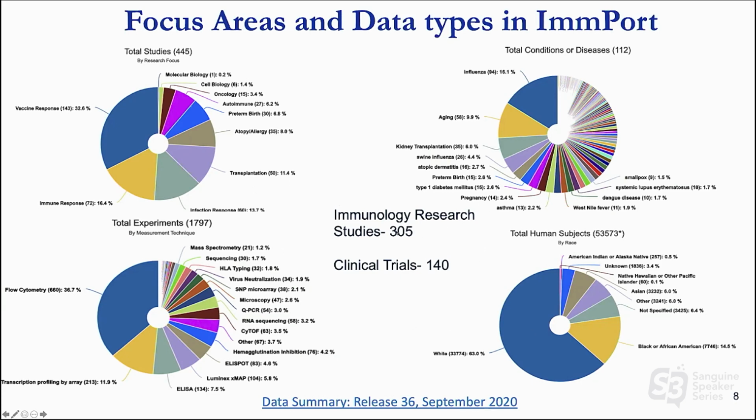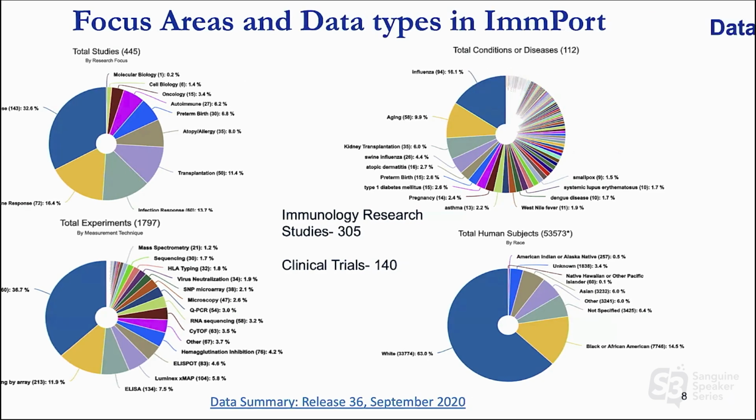For immunology research, we have about 305 studies, and there are quarterly releases of new studies. Every quarter, somewhere between 10 to 20 studies get released, and sometimes more. The data summary that I'm showing you today is from September 2020, and very soon we'll be coming out with the next data release. And we have about 140 clinical trials.